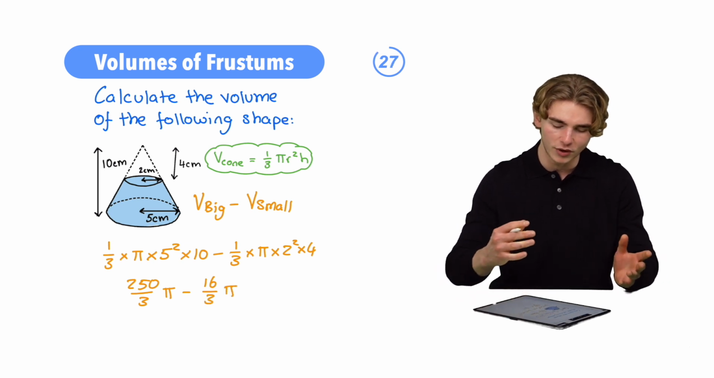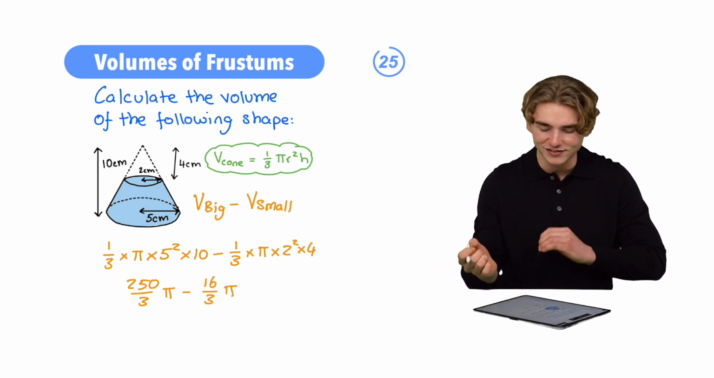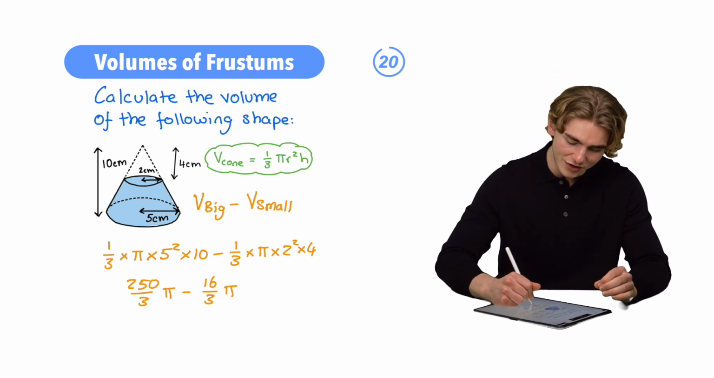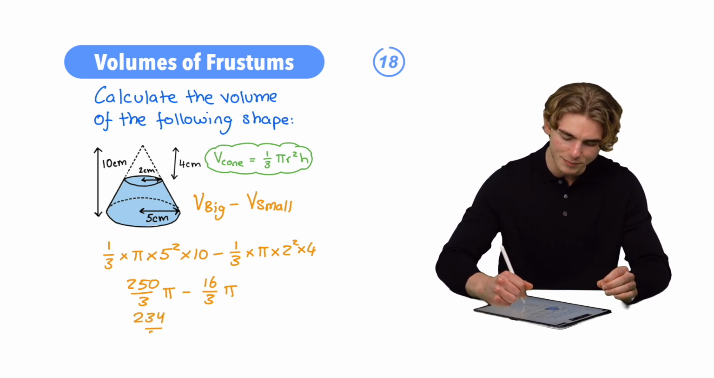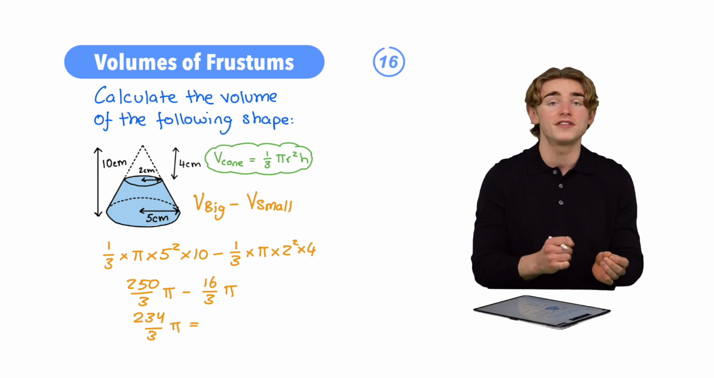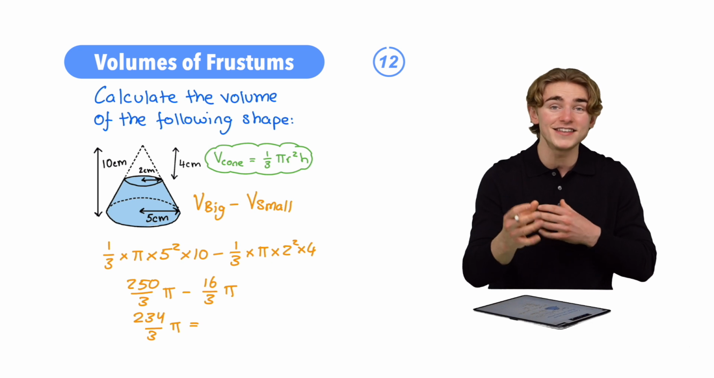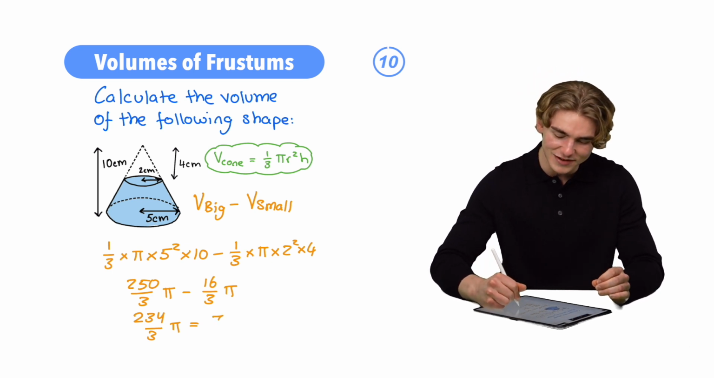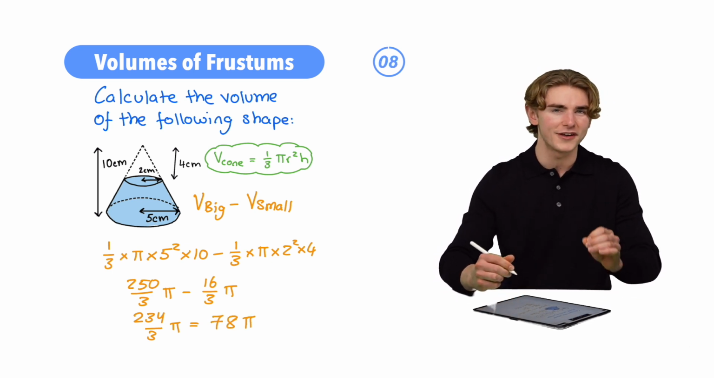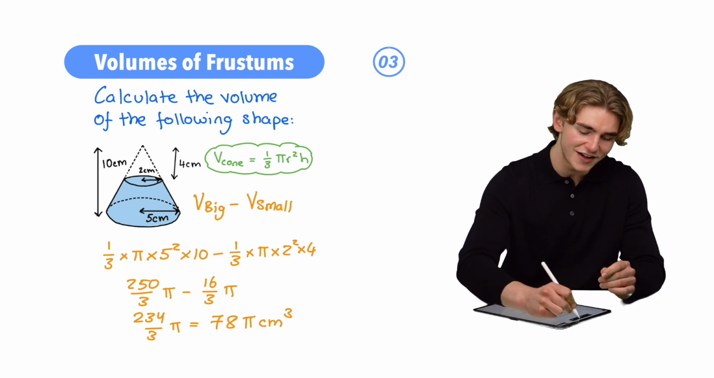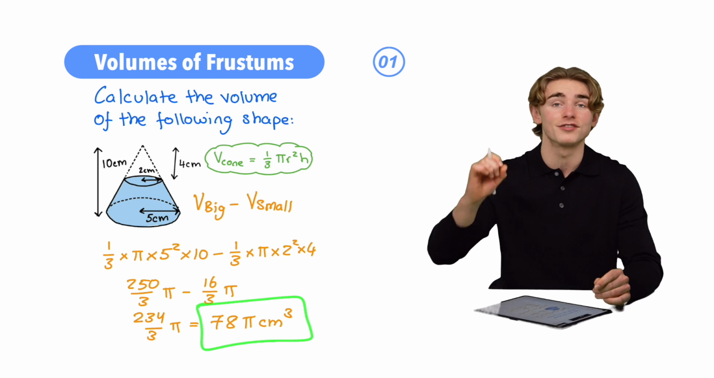Now, simplifying this further, what are we going to have? 250 over 3 pi minus 16 over 3 pi. 250 take away 16, that's going to be 234. So we can write this as 234 over 3 pi. Simplifying that even further, 234 divided by 3, that, guys, is going to be 78. So our answer is going to be 78 pi. And what about our units? Our units are going to be centimeters cubed, giving us our final answer of 78 pi centimeters cubed.